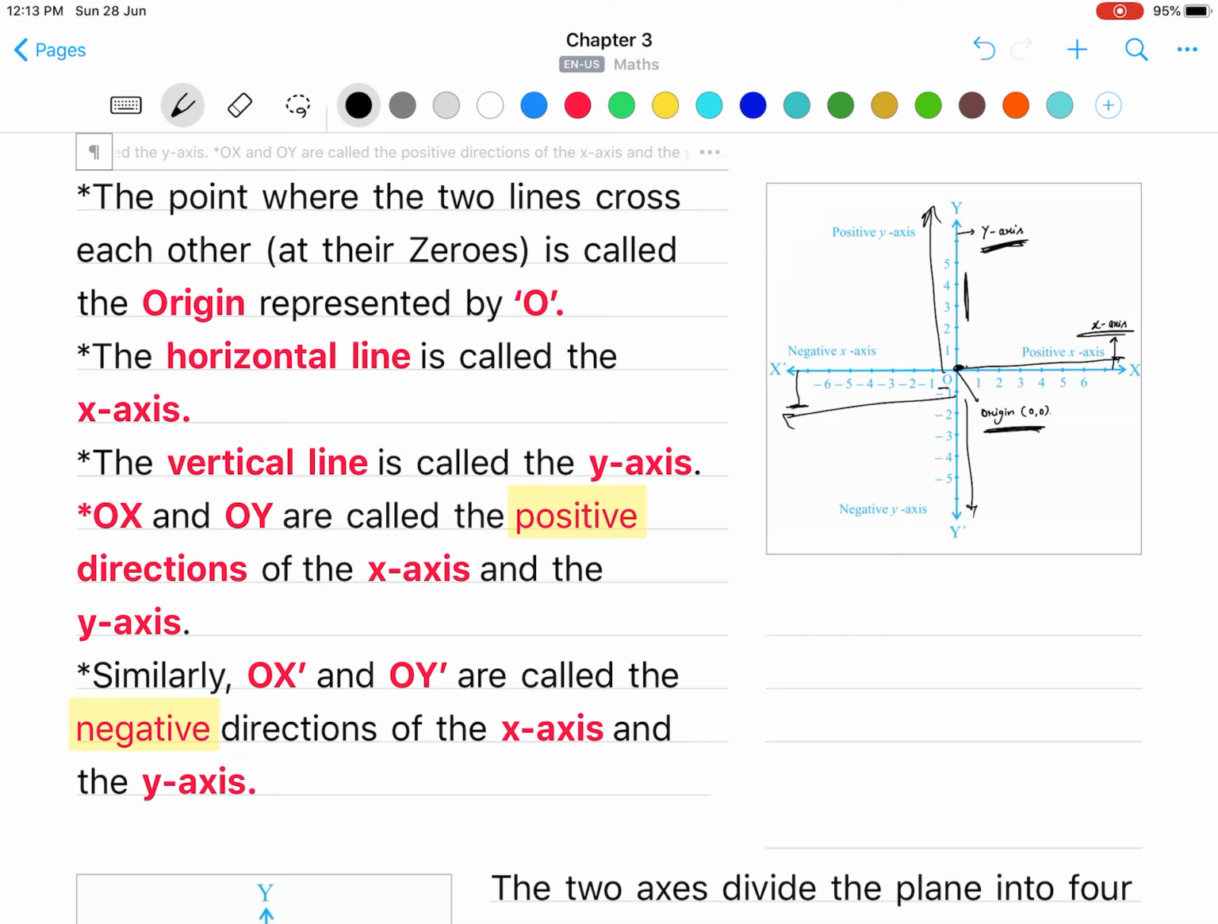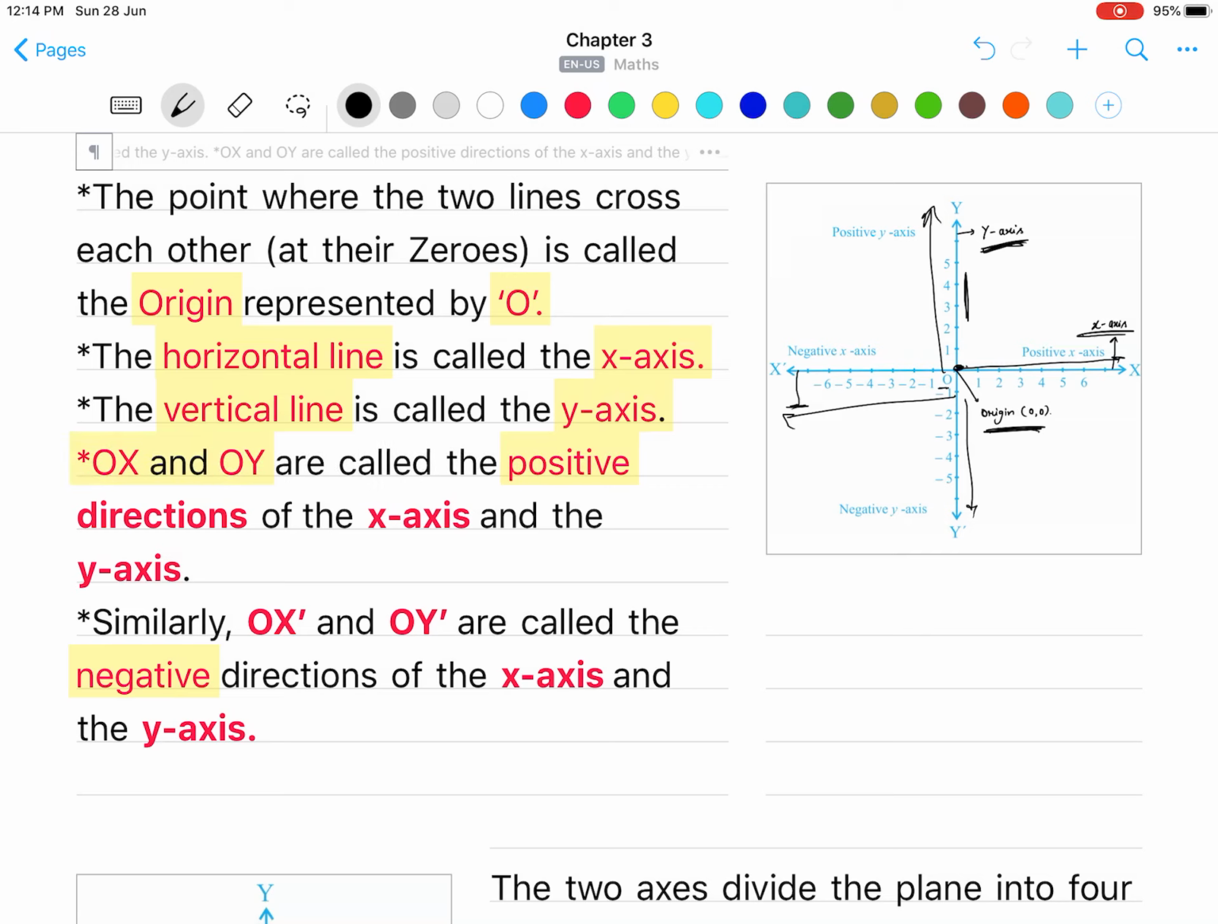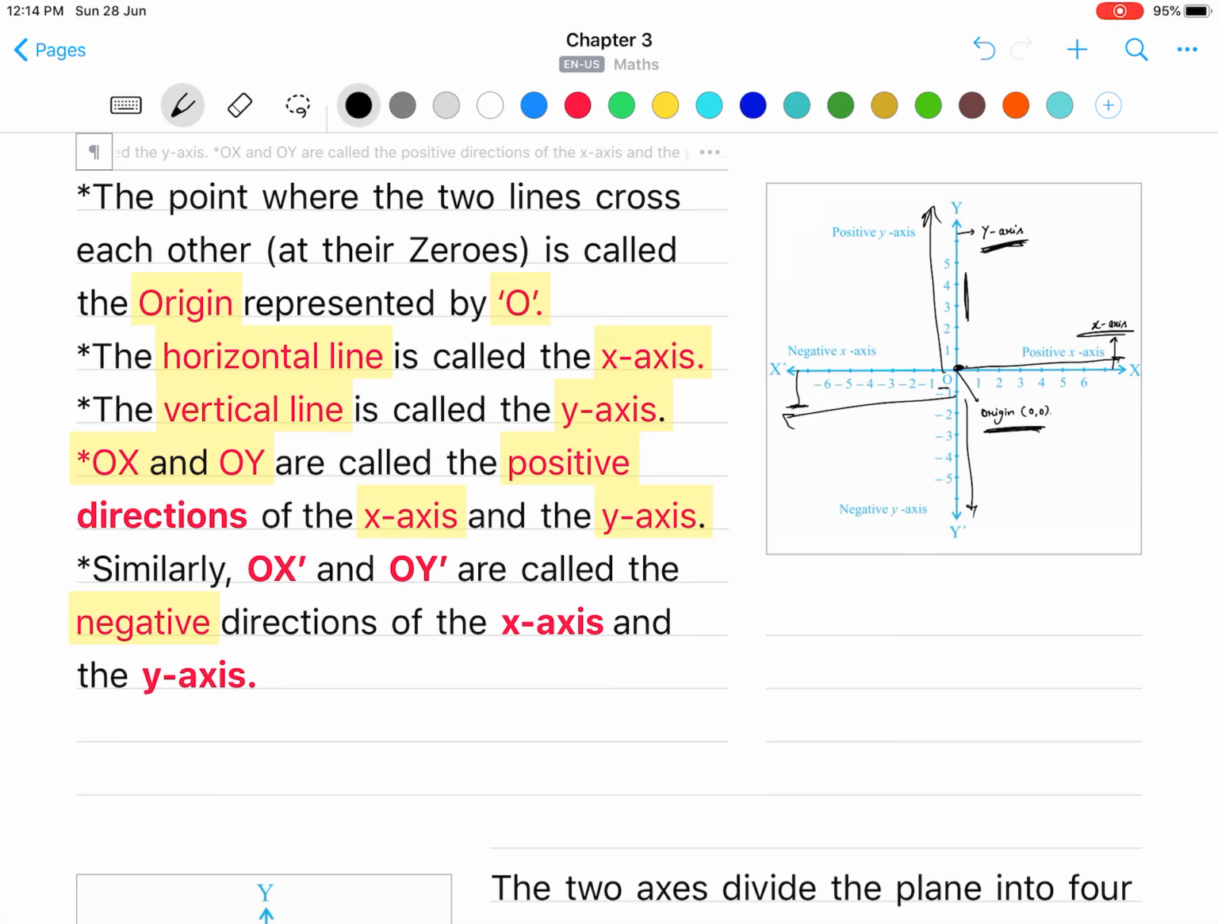Where the two lines intersect each other is called the origin, and it is represented by capital letter O. The horizontal line is called the x-axis and the vertical line is called the y-axis. OX and OY are the positive directions of the x-axis and y-axis. Similarly, OX dash and OY dash are called the negative directions of the x-axis and y-axis, which is represented in this figure.